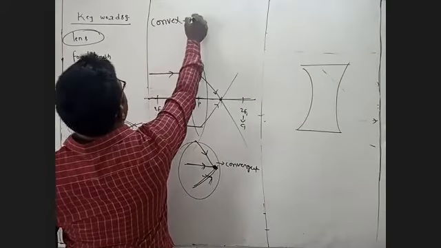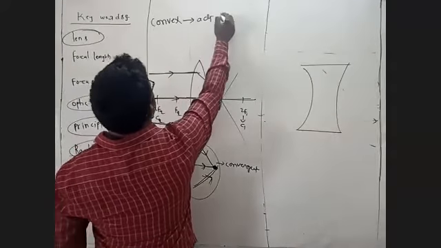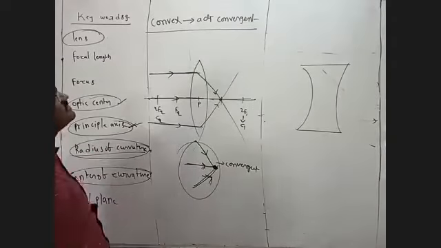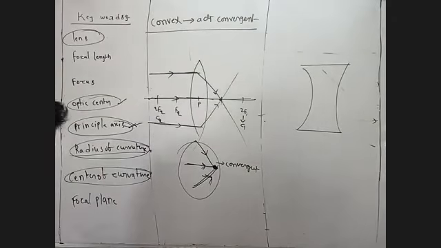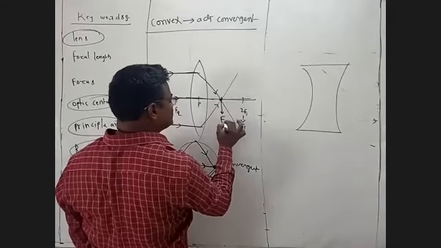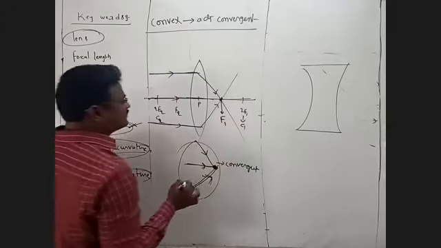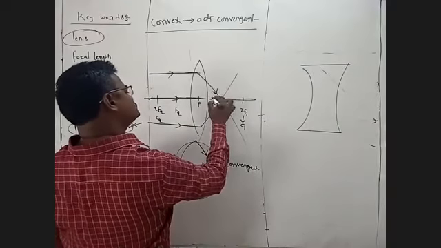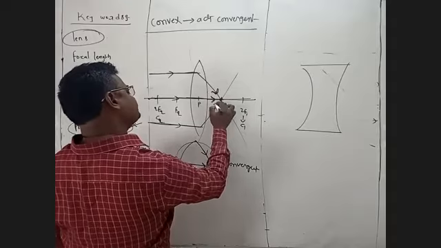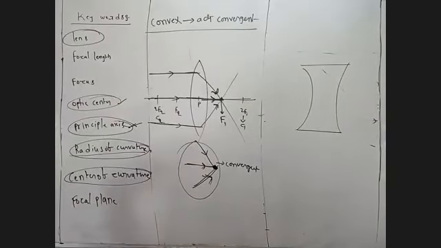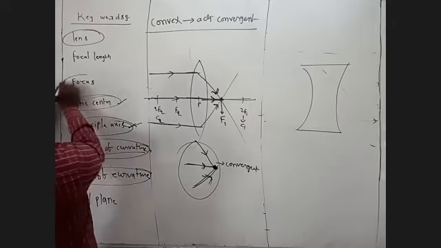A convex lens acts as a convergent lens. This point we call the focus. This is 1, this is 2, this is 3. The three refracted rays meet at this point. The point on the principal axis is called the focus.